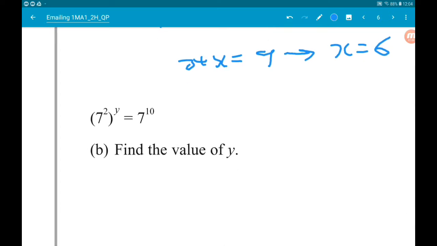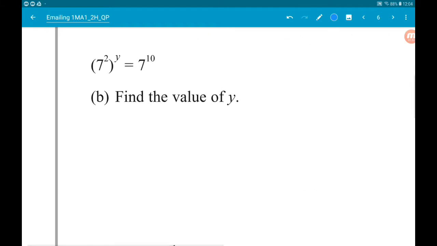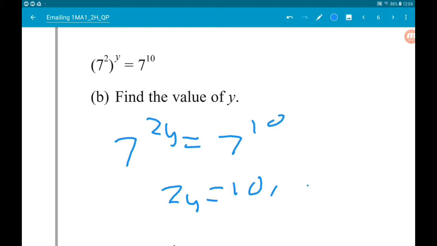Okay, then for part B, 7 squared to the power of y is equal to 7 to the power of 10. Find the value of y. Okay, so when powers are separated by a bracket, they multiply together. So 7 squared to the power of y is 7 to the power of 2y. So that's equal to 7 to the power of 10. Therefore, 2y is 10 and y is 5. Cool.